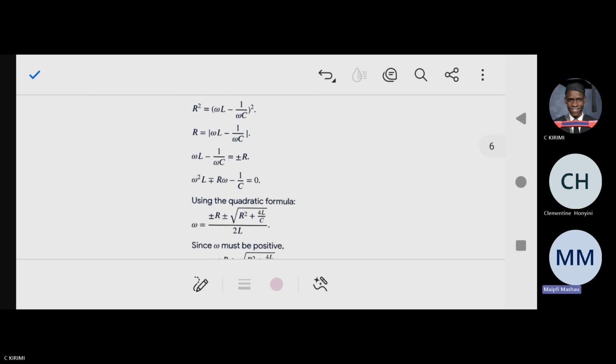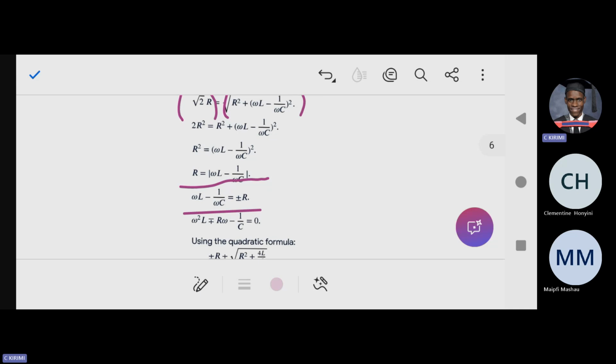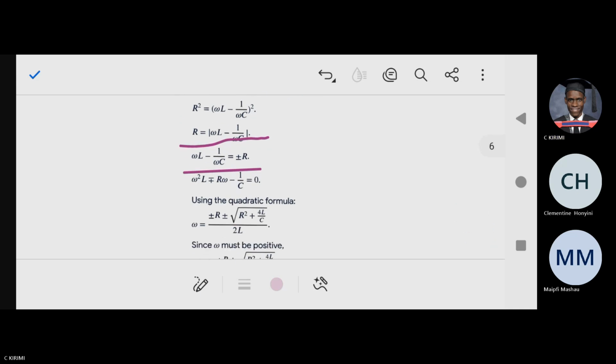Yeah, I'm still here. So up to here, we are together. Then you solve for the value of r. That is the value of r. Then using the quadratic formula, in this step where you are solving the quadratic, omega is now your x.